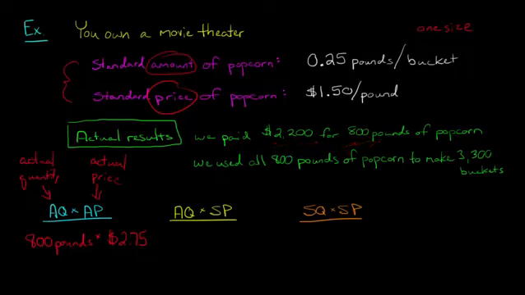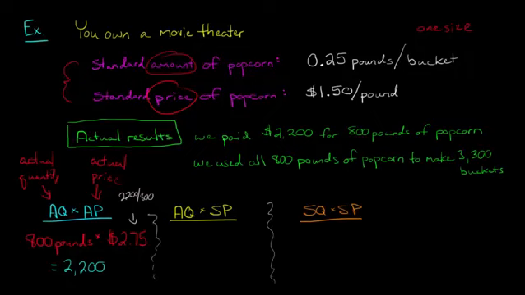So let me change colors here. So this is just going to be 2,200 divided by 800. That gives us that 2.75. That's per pound. So now let me change up colors here again. Now when we think of the actual results, it's going to be $2,200, which is the actual quantity times the actual price of the popcorn. And now let me get a little squiggly line, separate this so you understand that these are different.